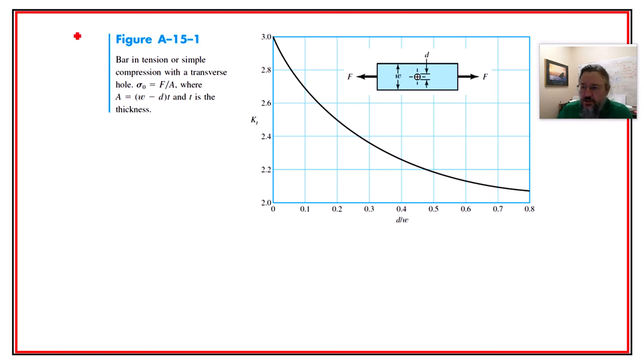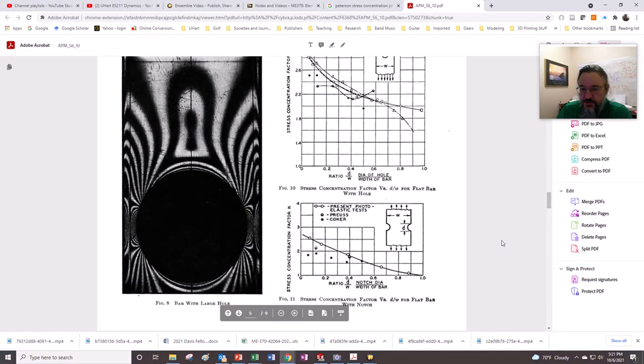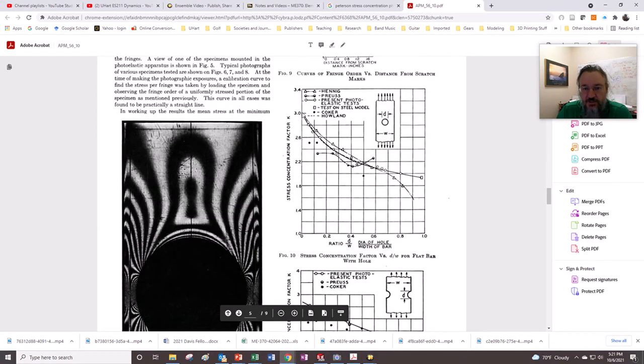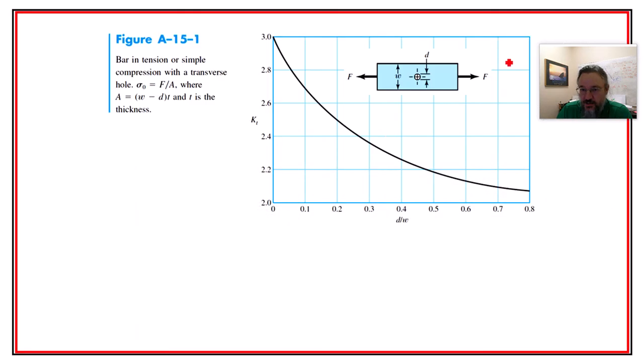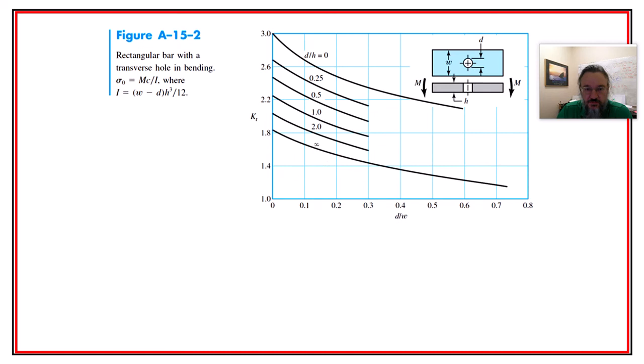So here was a tour through some of the ones in Shigley. Here is the one that we just saw, and interestingly enough, we saw the source from this too, which is kind of neat, right? You can see it comes up to right around 3 right there. So 3 times the nominal stress is what happens right here at these corners.